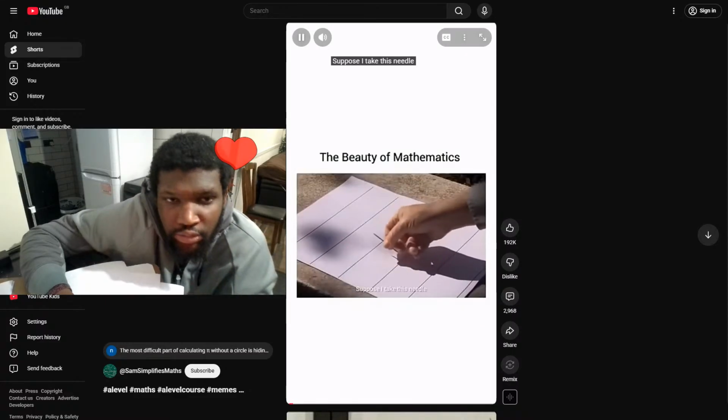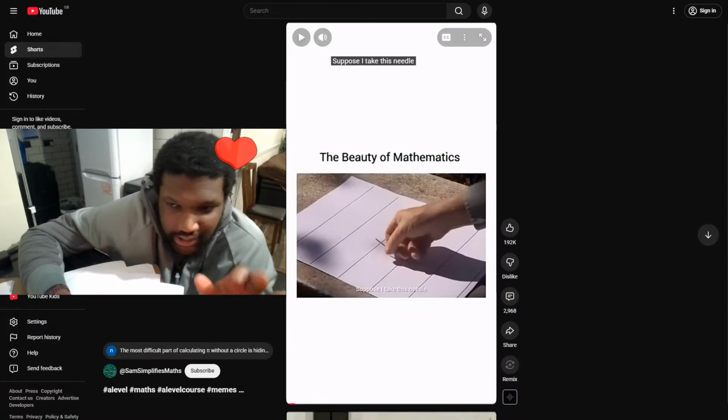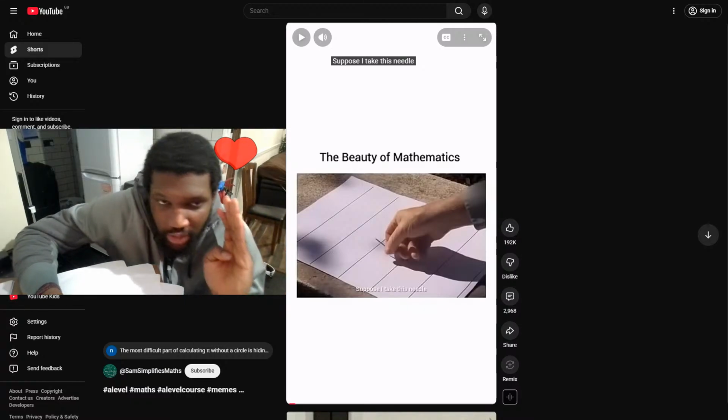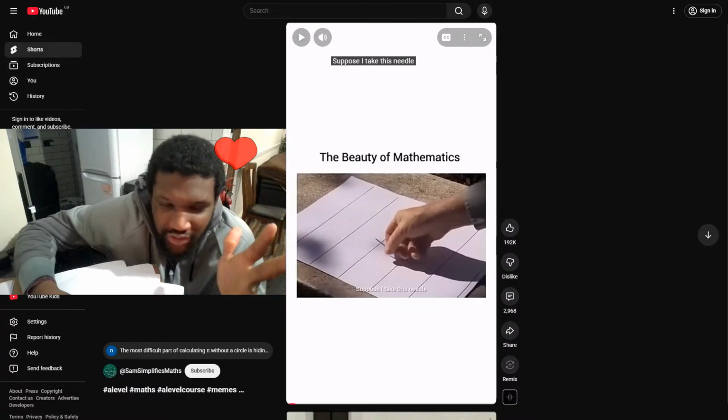Suppose I take this needle. So basically, the thing is basically auxiliary. So basically, think of this as redshift. So everything's moving away from us. But why is everything moving away? That's kind of the question.